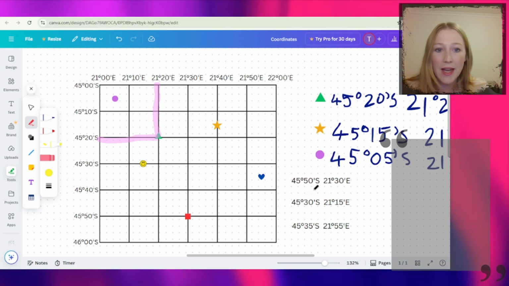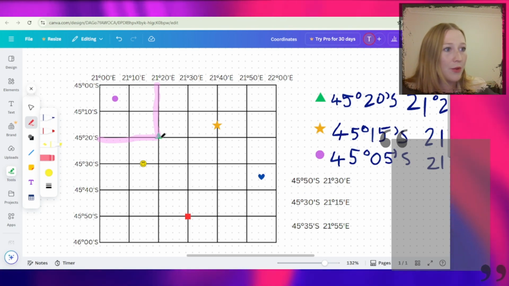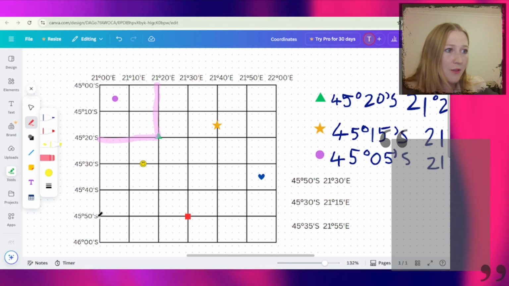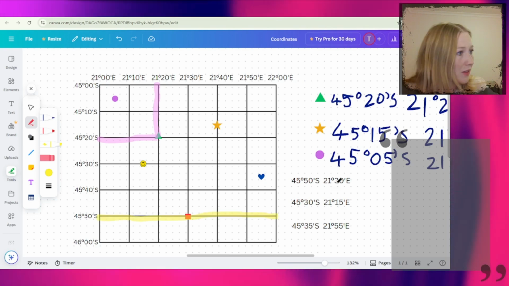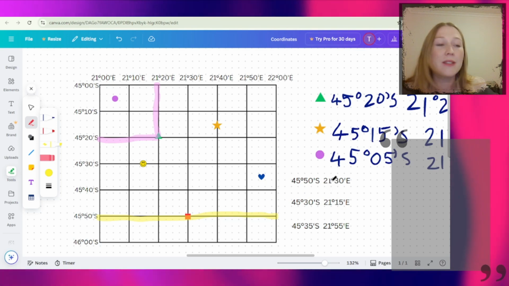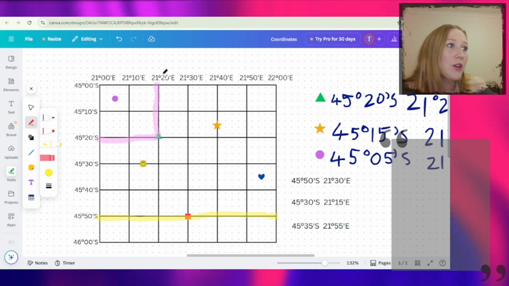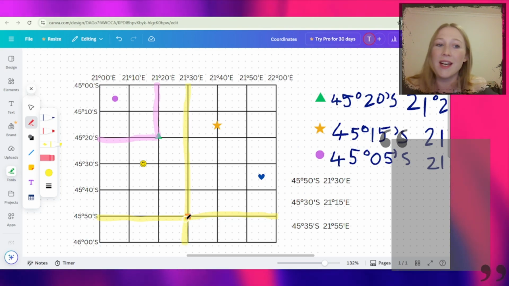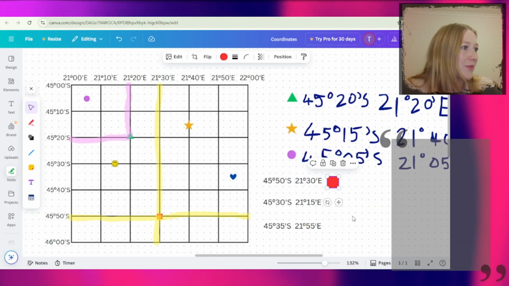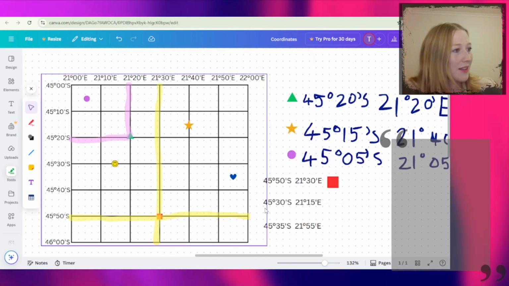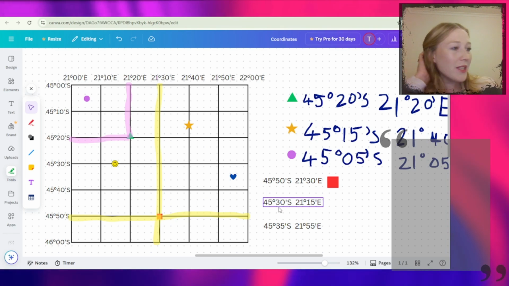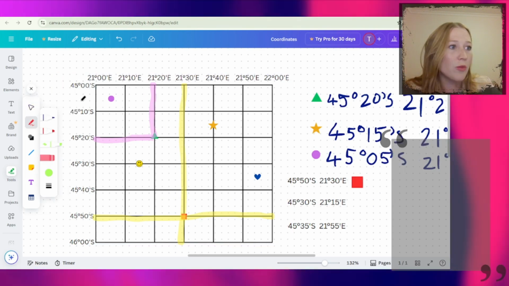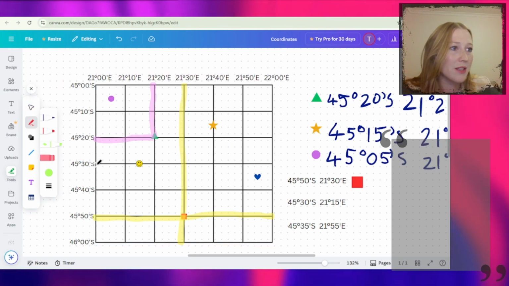45 degrees and 50 minutes south. That's 40 minutes. That's 50 minutes. Good. Then 21 degrees and 30 minutes east. 21 degrees, there's 30 minutes east. There we go. And that's where they cross, at the little red square. Great, a little red square. Then 45 degrees and 30 minutes south.